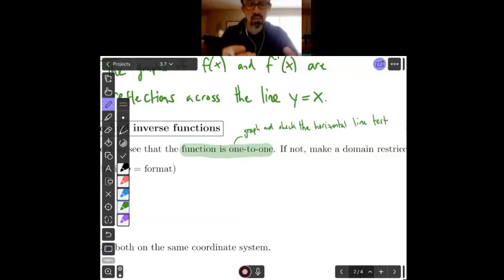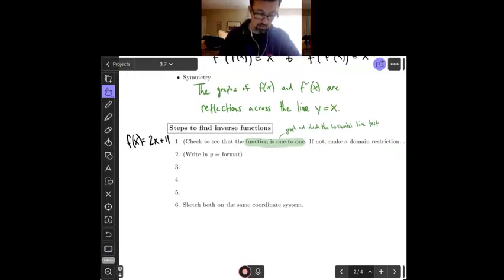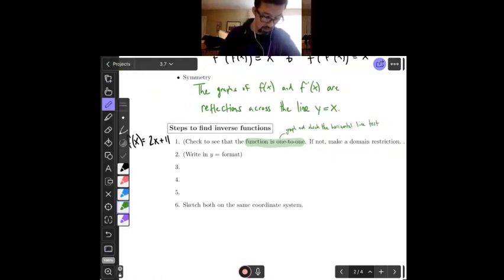Okay. If I said, here's this function with this particular domain, then you'd have to look at that, just like we did on the first problem. Okay. So you graph it, check the horizontal line test. Next thing you want to do is write it in y equals format. So instead of f of x equals 2x plus 11, it would be y equals 2x plus 11. So that's all that means. Just change it from f of x to y. Okay. The reason we want to do that is because this is the key step here.